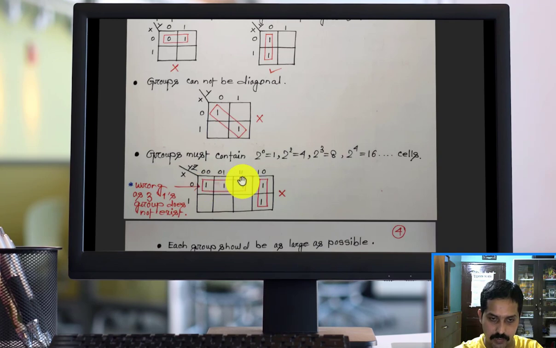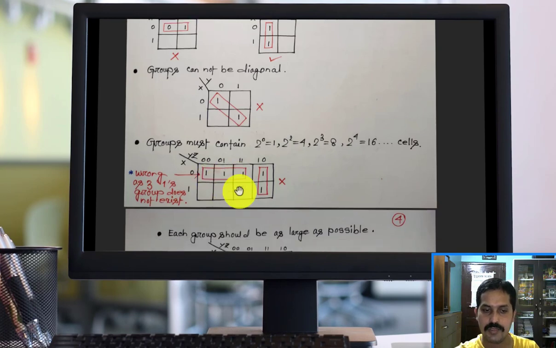Okay, now see here, I have considered 3 ones as a group, but I can take 1 1 1 1, means 4 ones as a group. So this is the wrong process, because we have to consider the maximum number of ones, which should follow the 2 to the power n rule, and that should be maximum. But here I can consider 1 1 1 1, means 4 ones, though I have considered 3 ones here. I did not take the last one, so this is my mistake. So we cannot take this as a group, right?